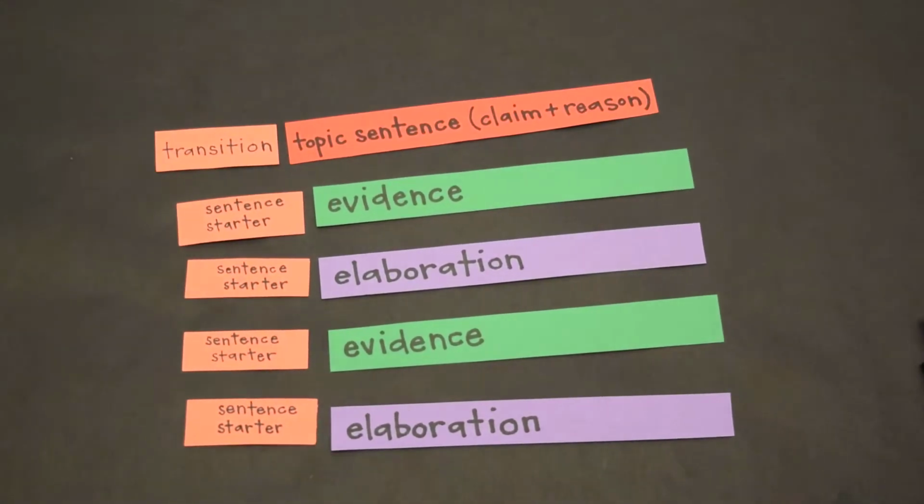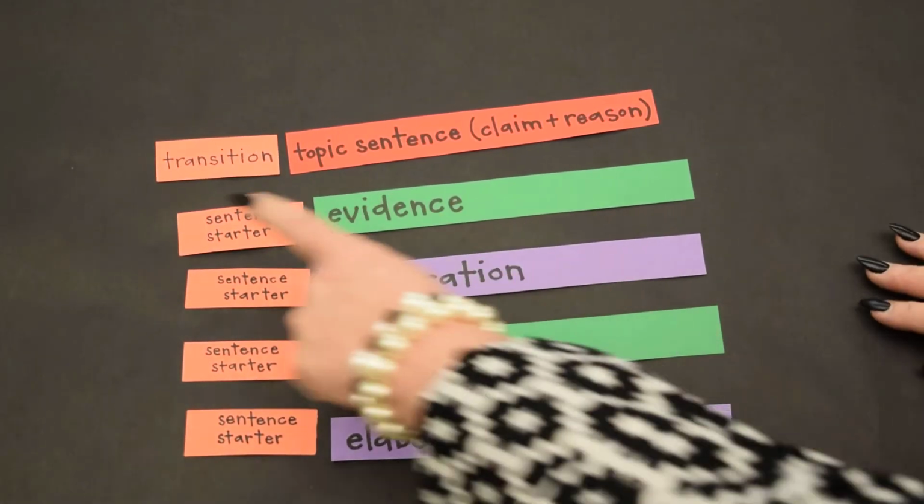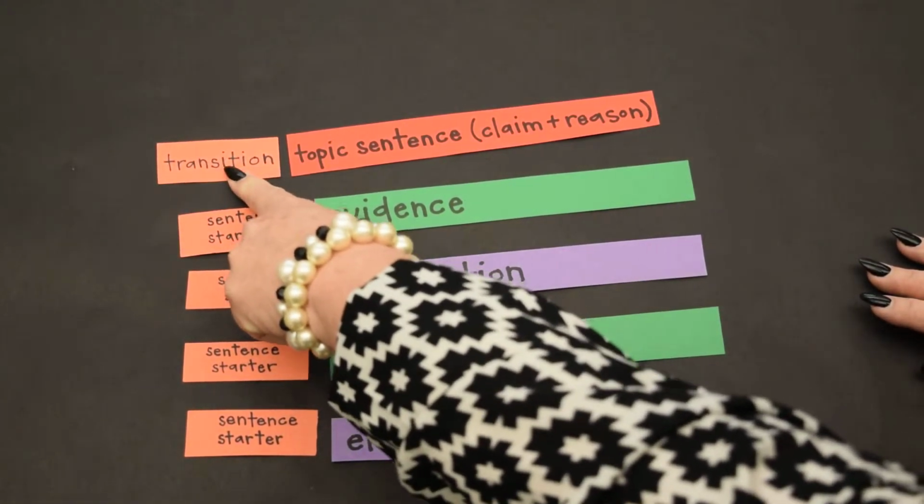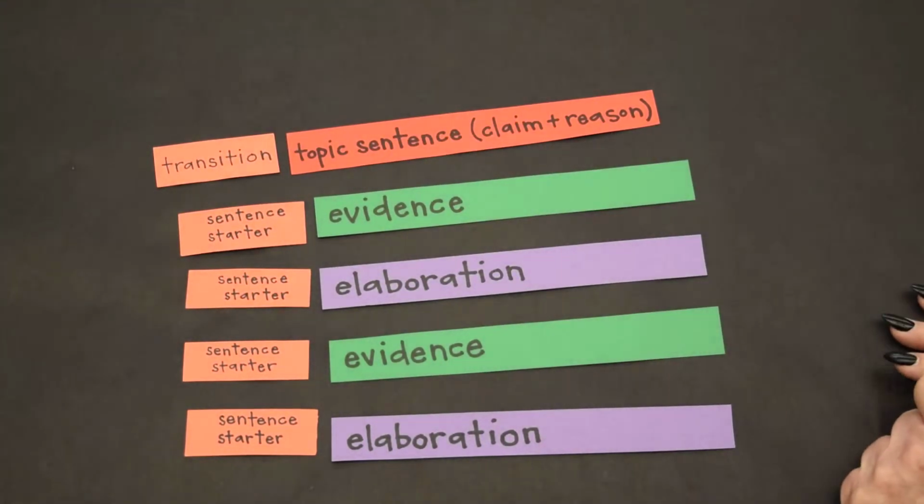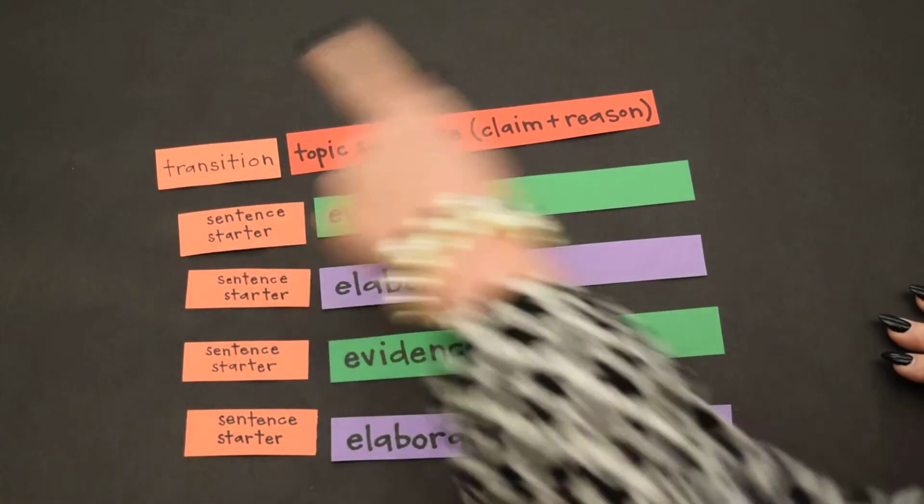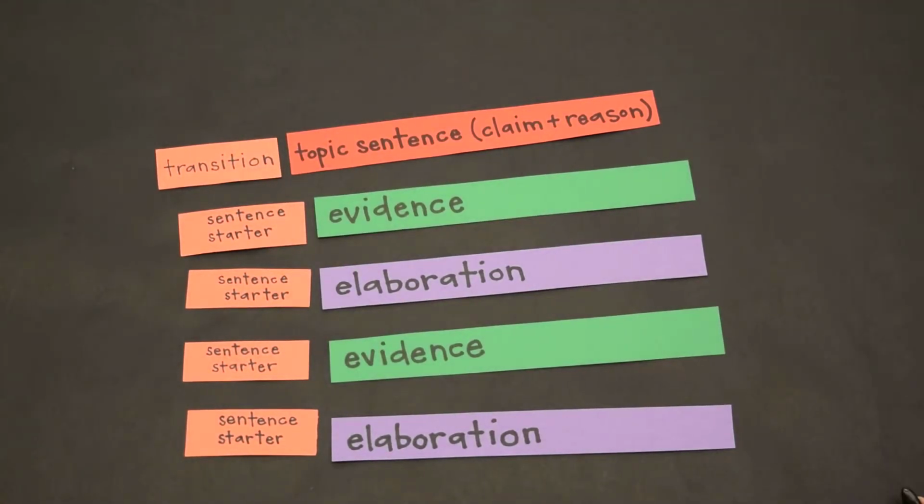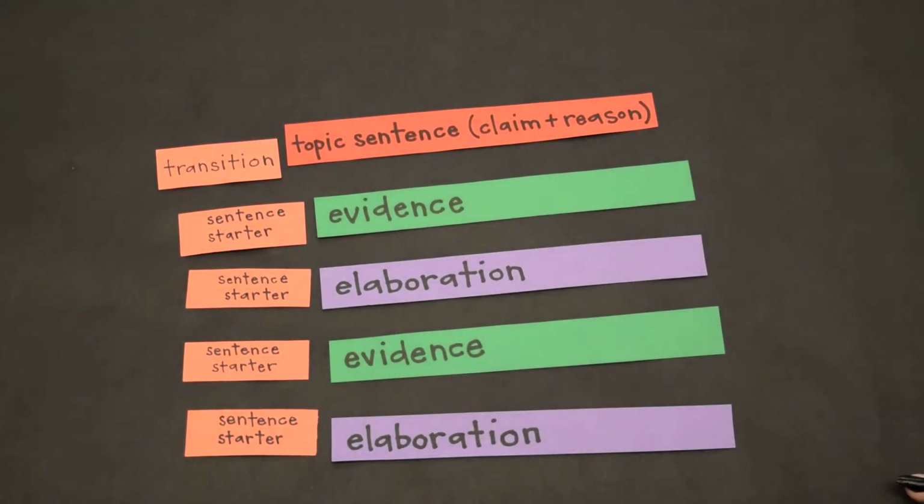We're going to begin a body paragraph with a transition. That transition leads to our topic sentence, which is our claim and reason. Let's first talk about the transitions we can use to introduce our topic sentence, which is restating the claim with your reason. The transitions you could use to begin with are the first reason, initially, in the first place, and one reason.